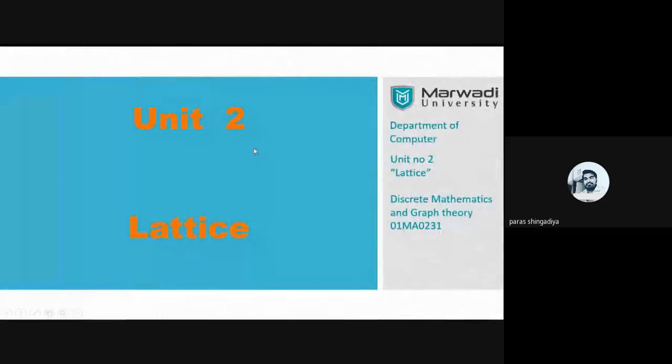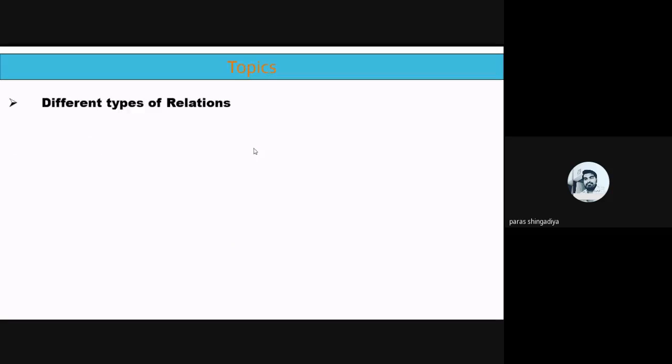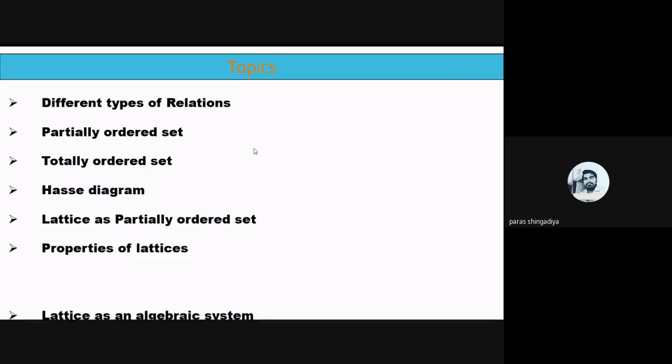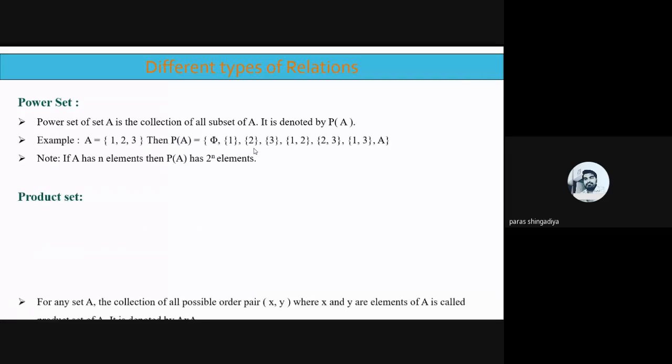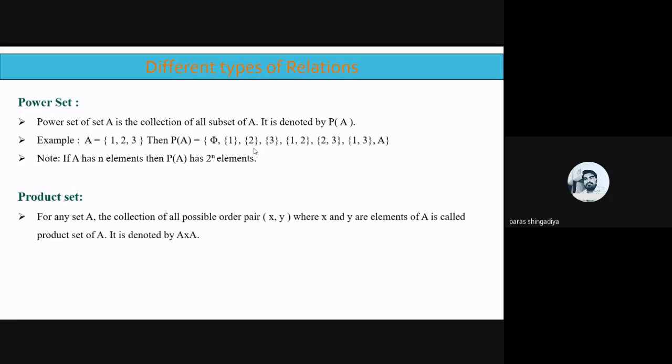Okay, so in the last week, we started unit number 2, theory of discrete mathematics, and the unit name is lattices. And in this unit, let's discuss the types of relation from the last lab. The first definition is the power set, then after that the product set.